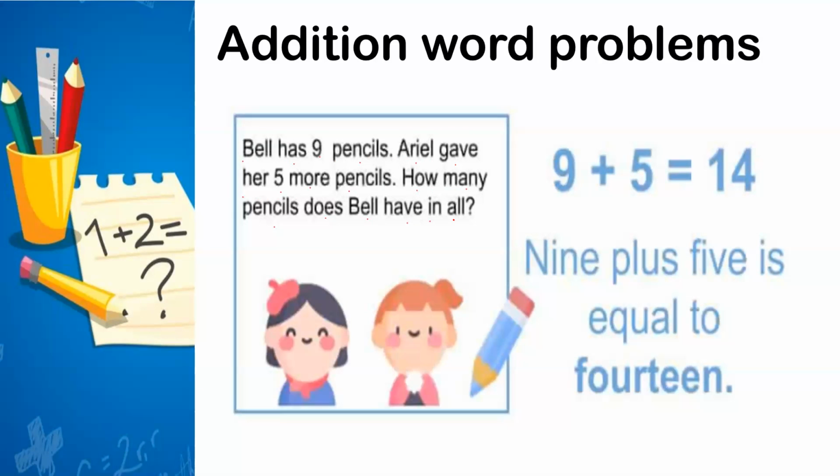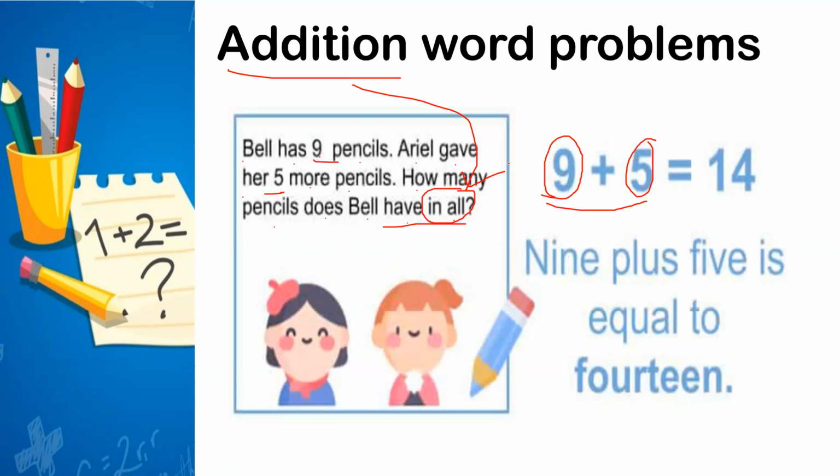All right. So if we write it in an addition sentence, it will look like this. Nine pencils, 9 is here, and then 5 more pencils, and it's here. Now, guys, if you see the phrase in all or have in all, we are talking about addition. Have in all, or how many pencils does Belle have now? Then we are talking about addition.